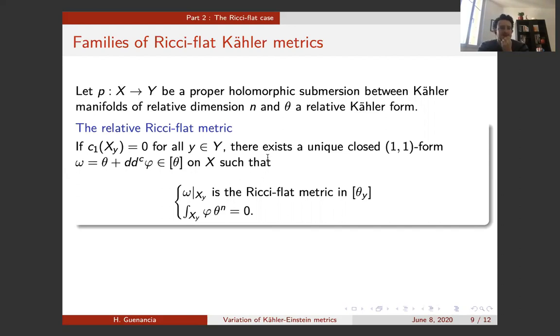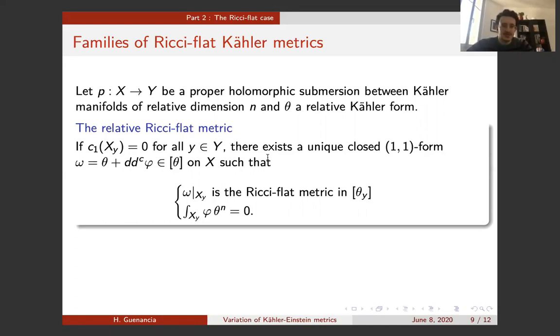I want to, so each of the Ricci-flat metrics, I chose them to belong to the restriction of theta, a cohomology class of the restriction of theta. And so the relative Ricci-flat metric can be written as theta plus the ddbar of somebody, I call phi. And phi is uniquely determined by two conditions. The first condition is that its restriction to X_y gives me, when I take the ddbar of that and add theta_y, the Ricci-flat metric of X_y belonging to the cohomology class of theta_y.